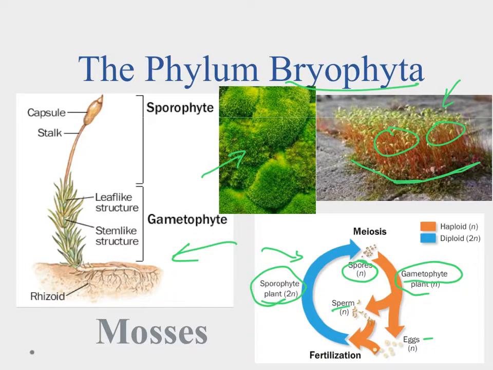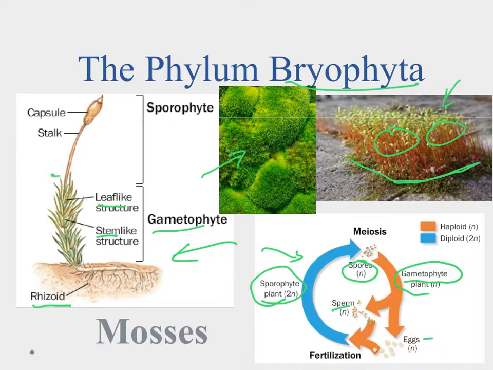It doesn't really have a true root system. Instead, it uses these things called rhizoids. And then it does have in the gametophyte stage a stem-like structure and then a leaf-like structure. So not true leaves and stems. Because it's not vascularized, this is why they have to stay low. They don't have the ability to transport the materials great distances.